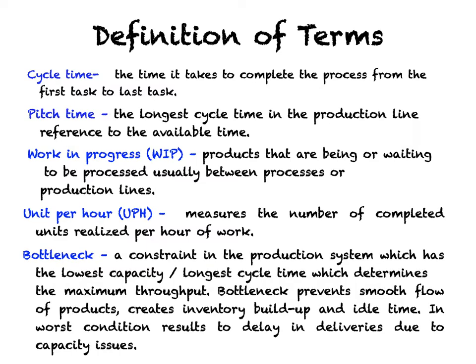Bottleneck: a constraint in the production system which has the lowest capacity or the longest cycle time, which determines the maximum throughput. Bottleneck prevents smooth flow of products and creates inventory buildup and idle time. In the worst condition, it results in delays in deliveries due to capacity issues.